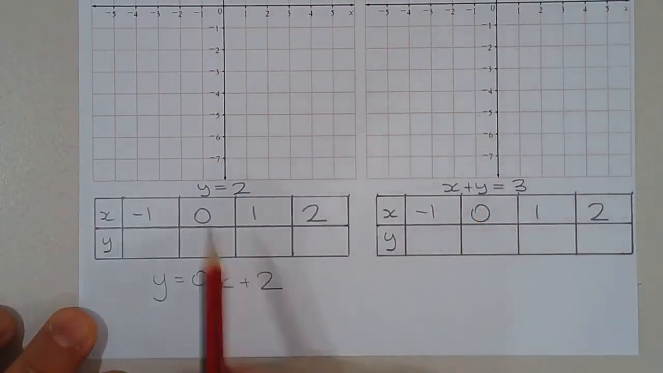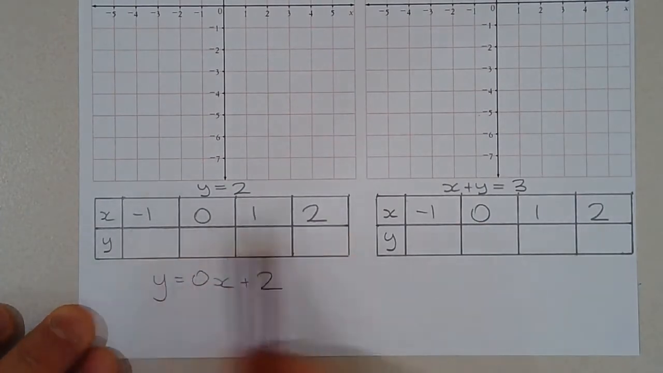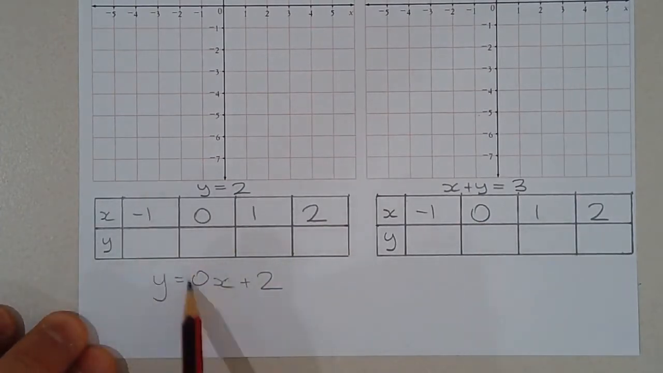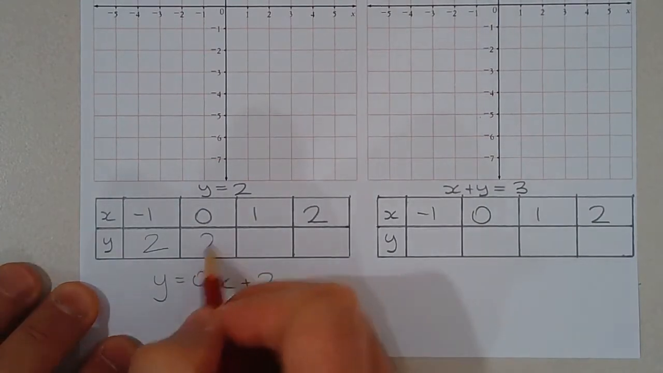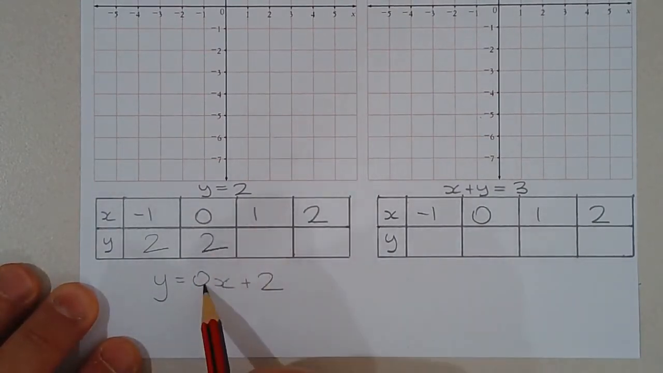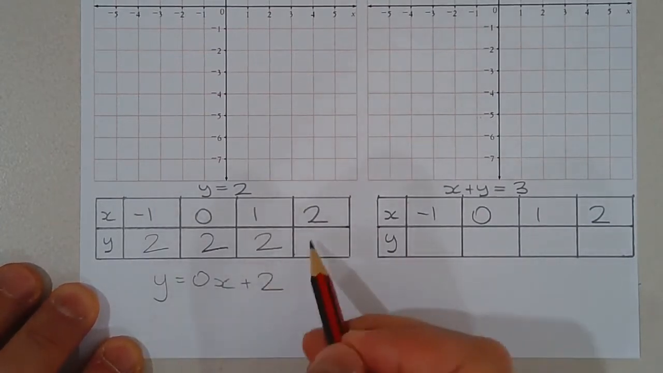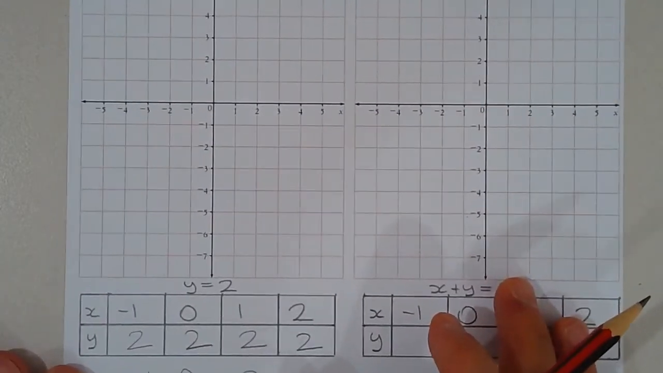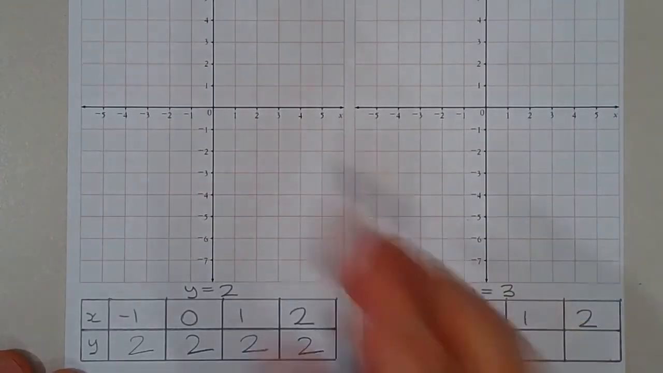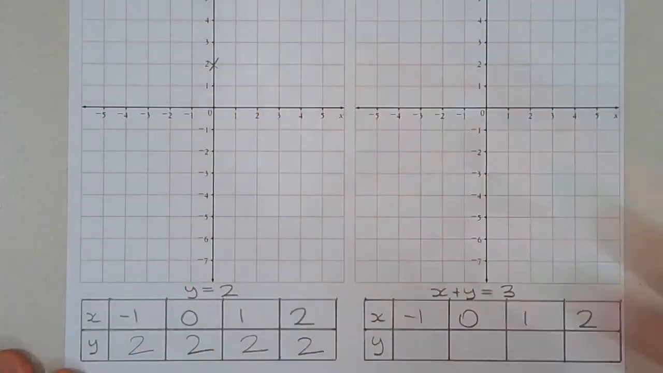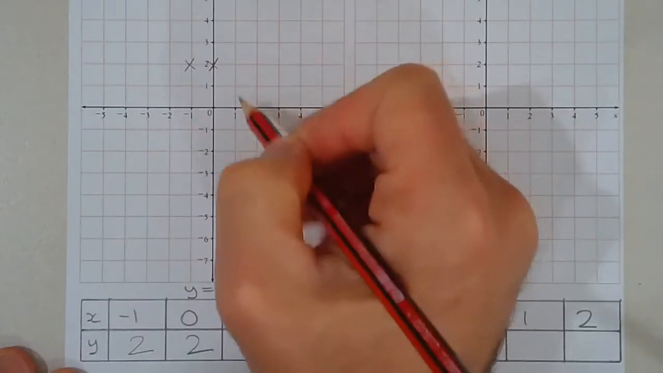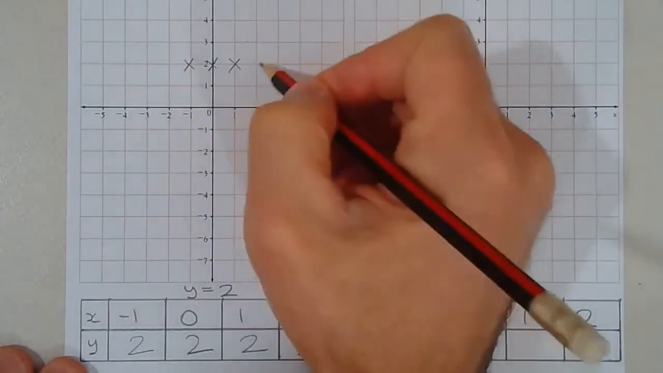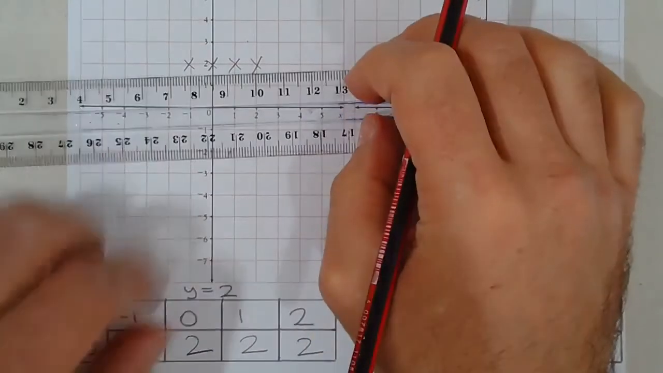Now, when y is equal to 2, that means it doesn't matter what the x values are. 0 times negative 1 is just 0. 0 plus 2 is 2. 0 times 0, that's a nice easy one. 0 plus 2 is 2. 1 times 0 is 0, plus 2 is 2, and no surprises, this one's also going to be 2 as well. So that's going to give us, in fact, a horizontal line passing through the y-intercept of 2. So we could plot a few points if you like, 0, 2, 1, 2, and 2, 2, and so on.